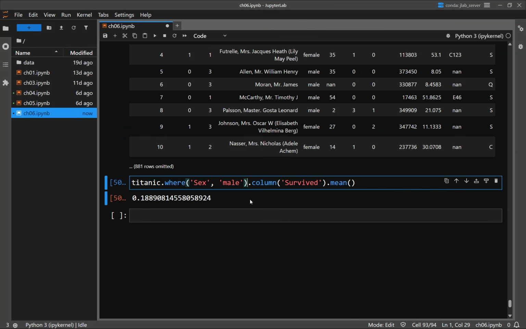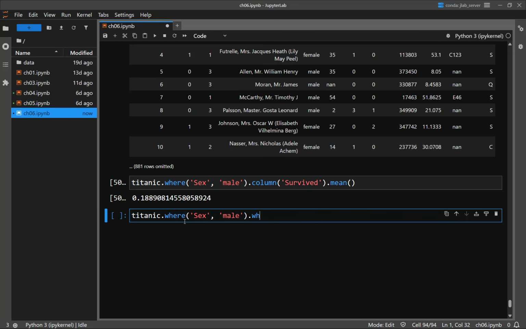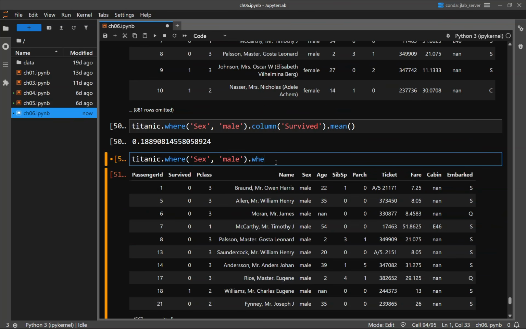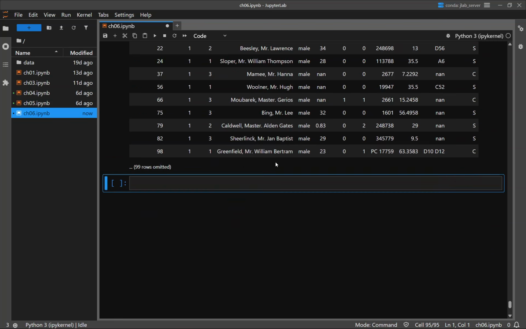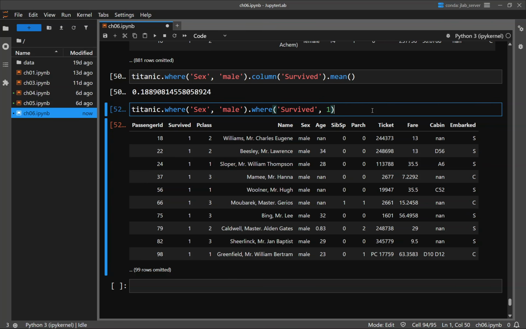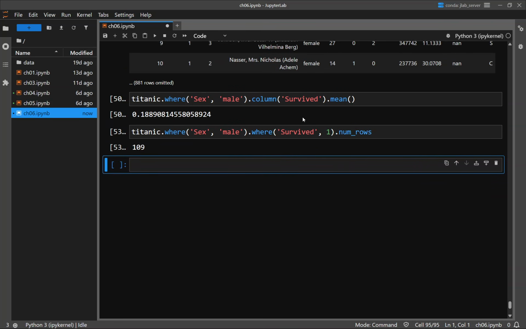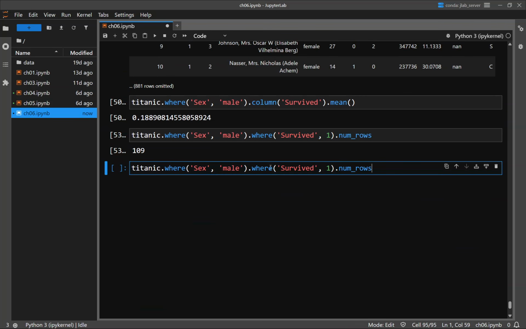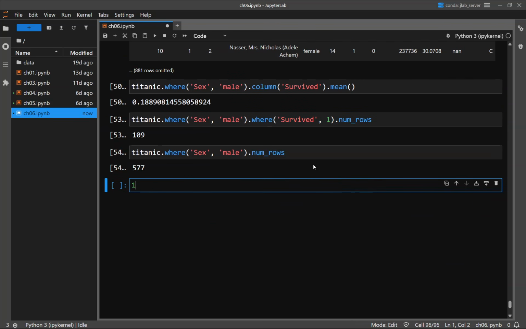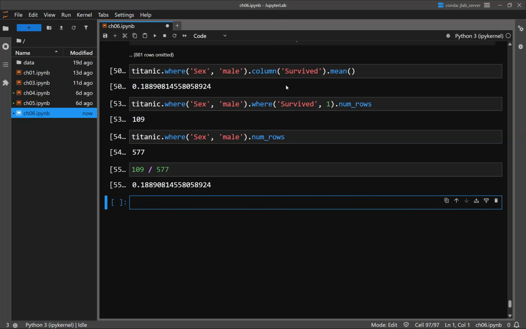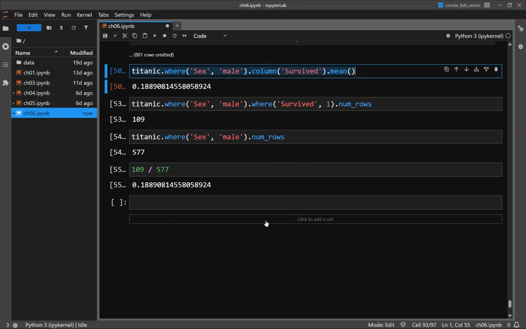And just in case you don't trust me, you could ask this question in this way: sex male, where they survived, where survived was 1. So that's this many, num rows. So that's the number of survivors that were men, and then the number of men total is just this. And so it was 109 over 577, which is exactly me doing this. Isn't that fun? That's pretty cool.